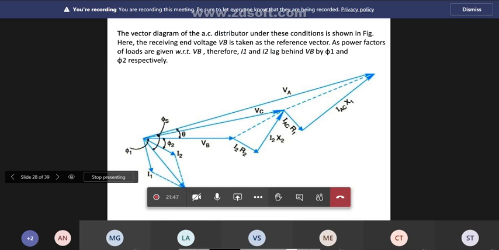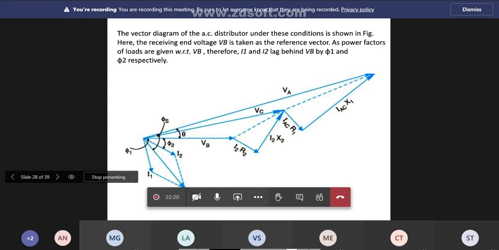What do we add to VB? I2 R2. Resistance drop is always in phase with the current. Since I2 is lagging, I2 lags by angle phi2 and I1 by angle phi1. How to combine I1 plus I2 vectorially? Now VB is the reference and I2 R2 is in phase with I2, that's why I am writing like this. I2 jX2 is at 90 degrees, so like this.